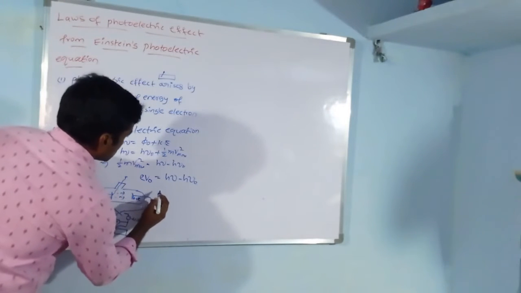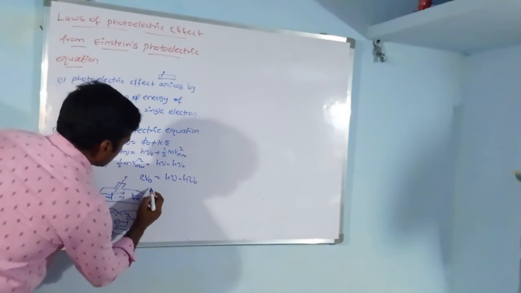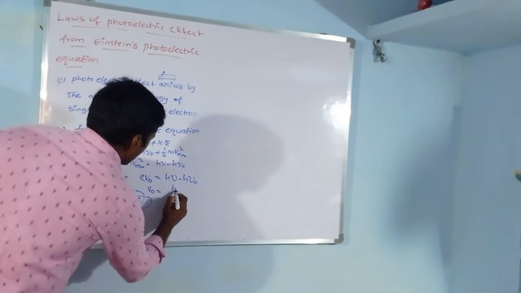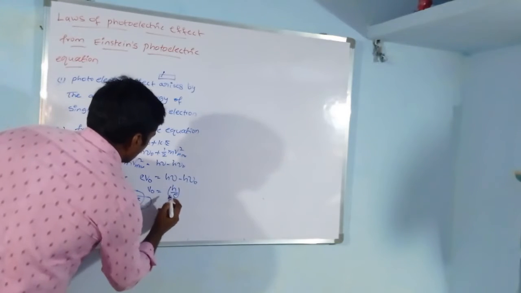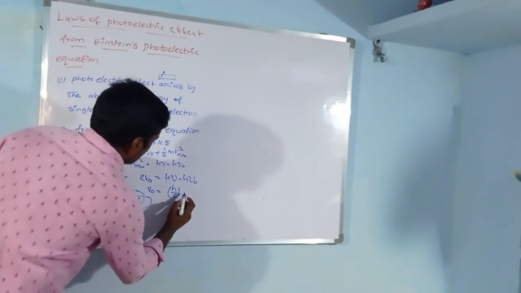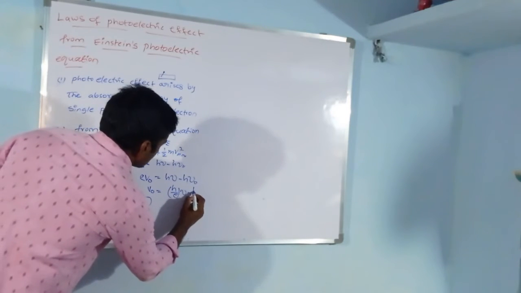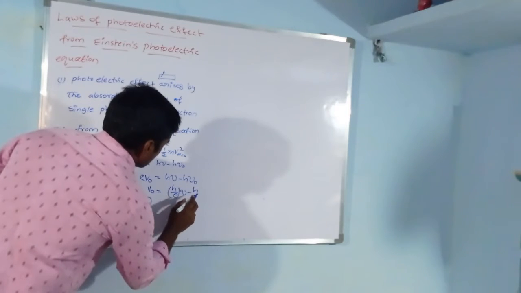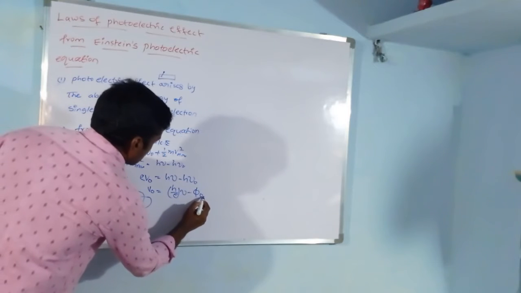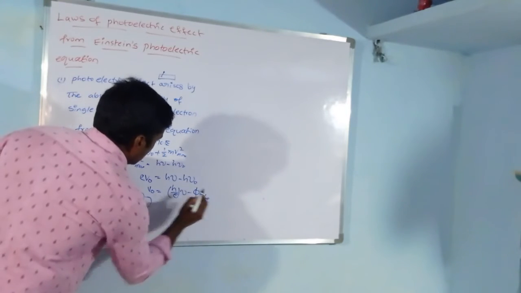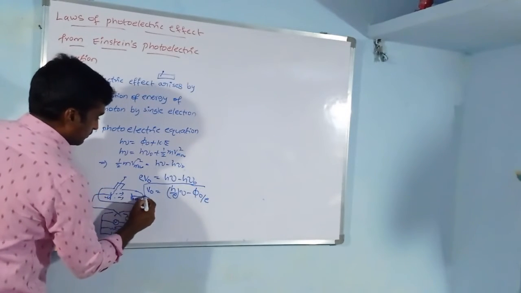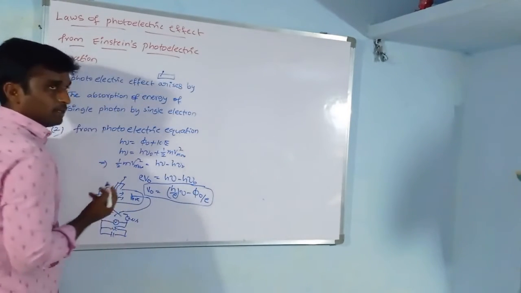So we can write V naught is equal to h by e into nu minus, and this h nu naught we can write as phi naught, so phi naught by e. So this is the equation of V naught. What is V naught? That is the negative potential.